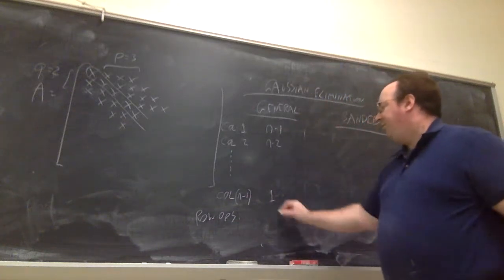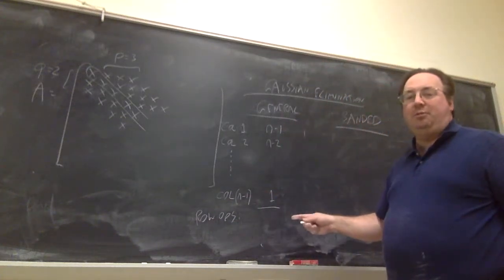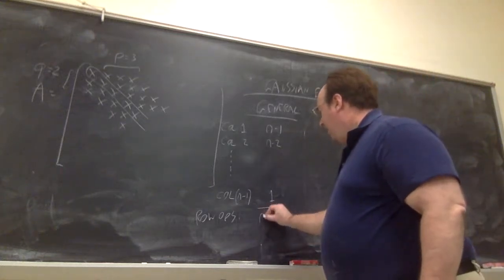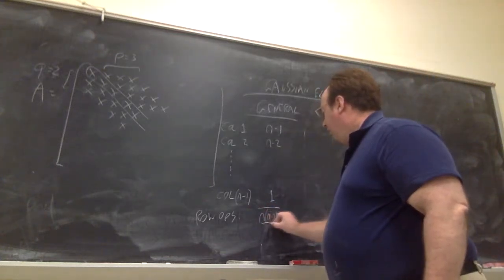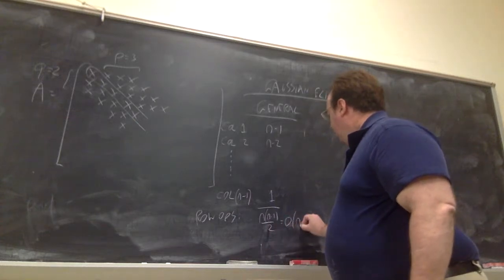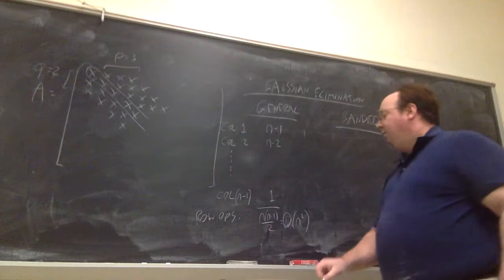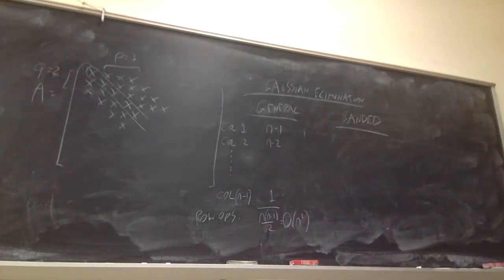The number of row operations performed is just going to be the sum of all of these, the sum of all the numbers from 1 to n minus 1. And that is n times n minus 1 over 2. So order n squared, the big O of n squared row operations are needed.